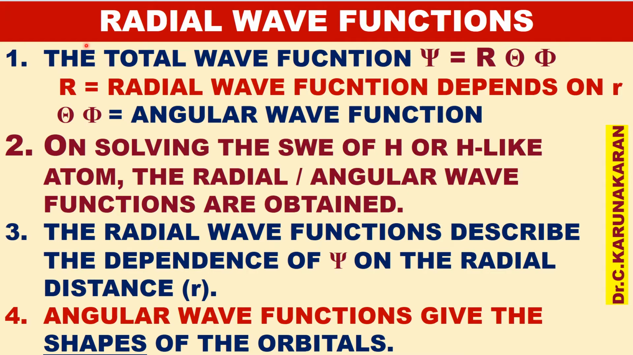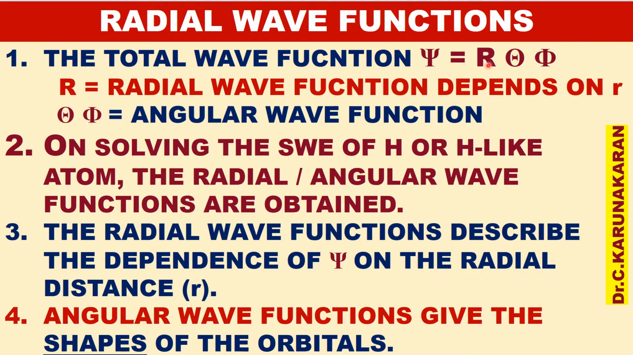Therefore, the total wave function is equal to the product of the radial wave function and the angular wave function, where R(r) is the radial wave function that depends only on the radial distance r, whereas the product of capital Theta and capital Phi is called spherical harmonics. We have already studied this in the hydrogen atom problem. The product of Theta and Phi is called the angular wave function.